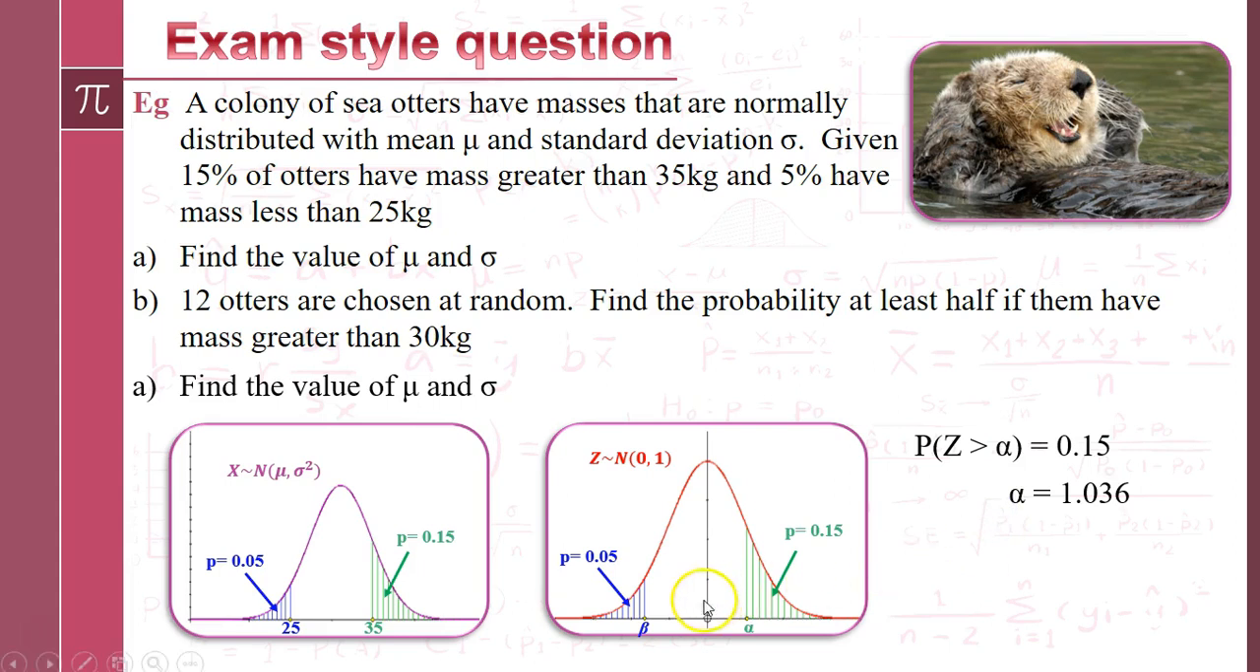Let's do exactly the same now with beta. So we know the probability that z is less than beta is 0.05. And again, putting that one into our calculator using 0 and 1 as our parameters in the inverse normal calculator function, we end up with a value for beta. So that's those two bits done.